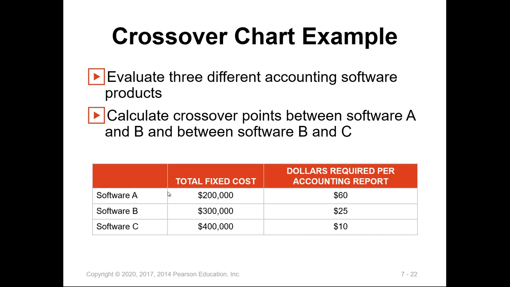Actually, the selected process strategy can change based on the volume or number of units produced. These slides provide an example that uses a crossover chart to evaluate three different accounting software packages or products. Knowing the fixed cost, which is given here in the example, and the cost of producing one unit, an accounting report, we can calculate the crossover points between the three accounting software packages.